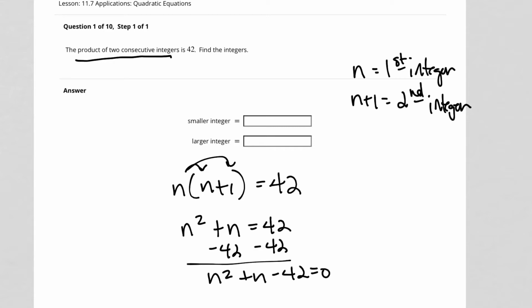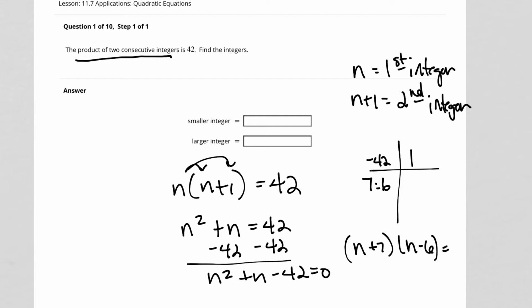So I'm looking for two things that when I multiply together give me negative 42. When I add them together, it gives me 1. And so I think that is 7 times 6, where the 6 is negative. So this is going to factor into n plus 7 times n minus 6 equals 0.